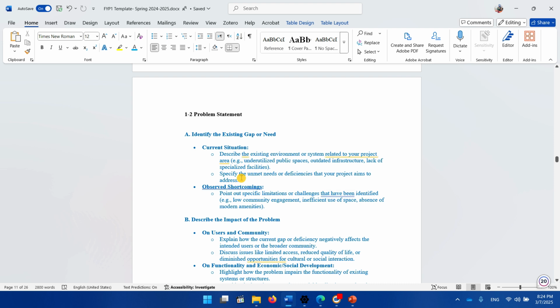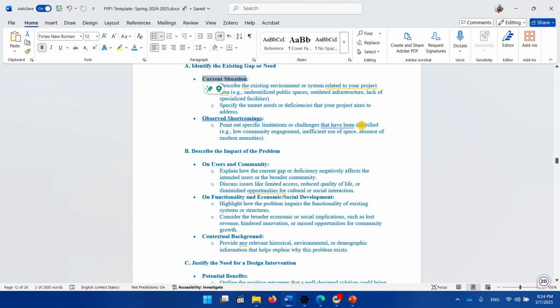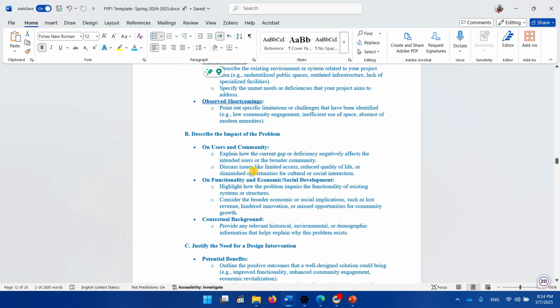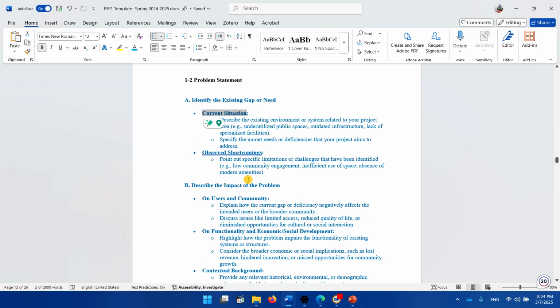After that, we have the problem statement. What is the problem statement? As you see here, as the name also reflects, we're going to talk about something that makes us design such a project, okay? For example, maybe we have some lack of spaces in the current situation. Maybe we have some shortcomings, okay? Or maybe, in the community, we need to have such a space, but it doesn't exist. So for all of these parts, you're going to go into detail, okay? And try to say what is the problem that makes you want to design such a project?